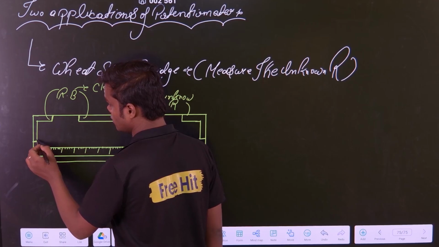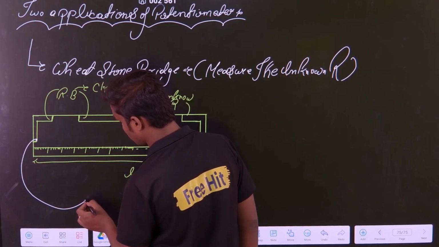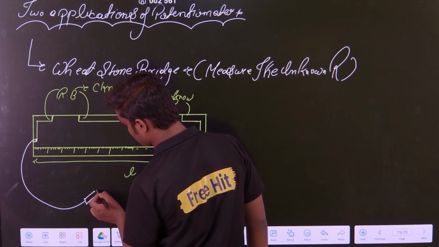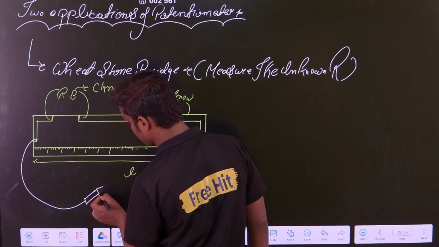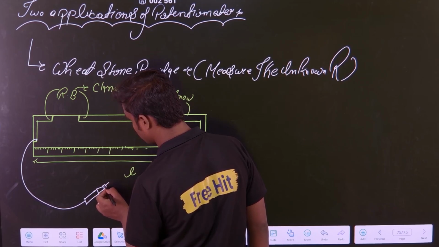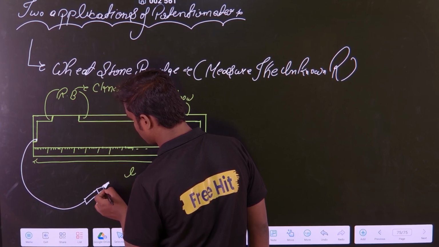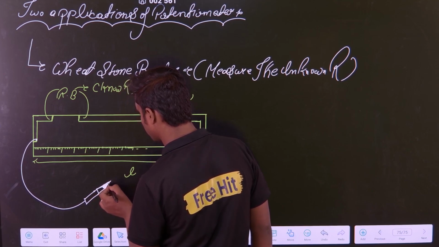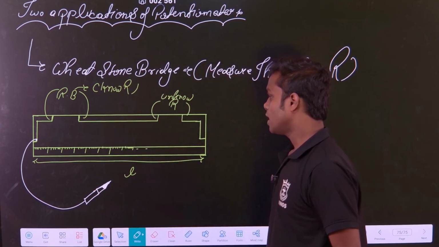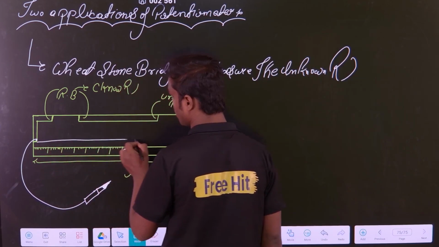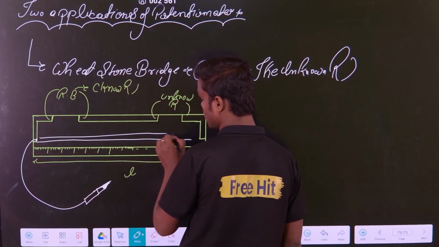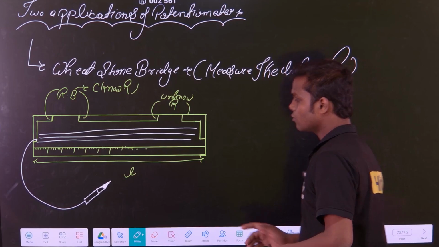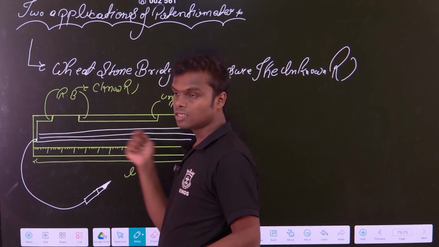And then what we used to do, we used to take one jockey. Jockey will be something like this. It has a plastic body and a shape like this. I told you that there are a lot of wires, and the length of each wire is 100. We used to move this jockey on the wire until we get a null deflection.